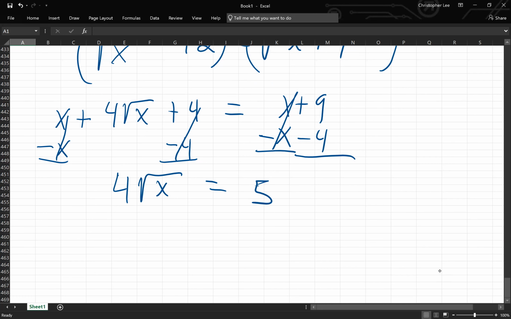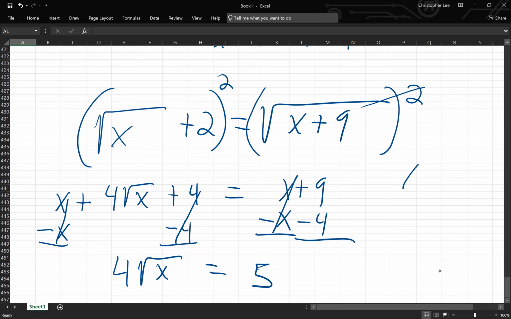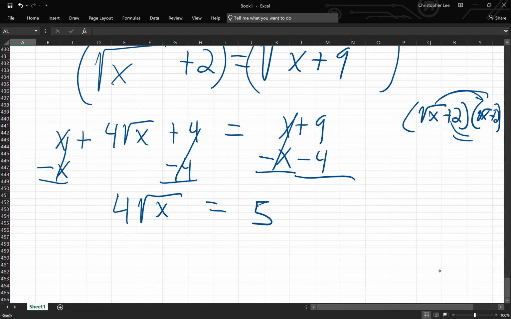Was 5. 4 square root of x. Oh, FOIL this. You have square root of x plus 2 times square root of x plus 2. Just FOIL it, you know? Bam, bam, bam. That's all. I was using the formula that we spoke about in my head to make it a little bit easier.